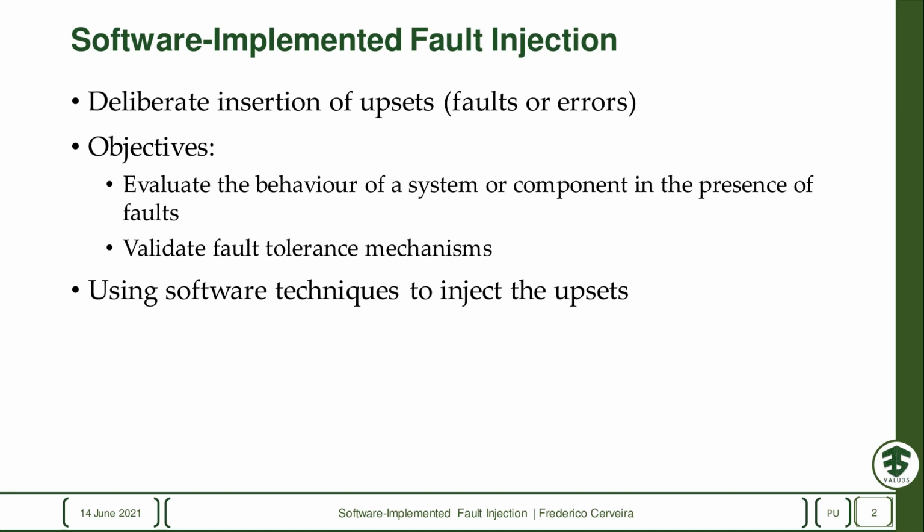Software-implemented fault injection is a method belonging to the larger family of fault injection and can be defined as the deliberate insertion of faults or errors in a target system, with the objective of evaluating how it behaves under the presence of faults, or to validate fault tolerance mechanisms. It differs from other methods in the same family because it uses software techniques to perform the injection in a real system, as opposed to using hardware techniques or targeting models and simulations of the target system.